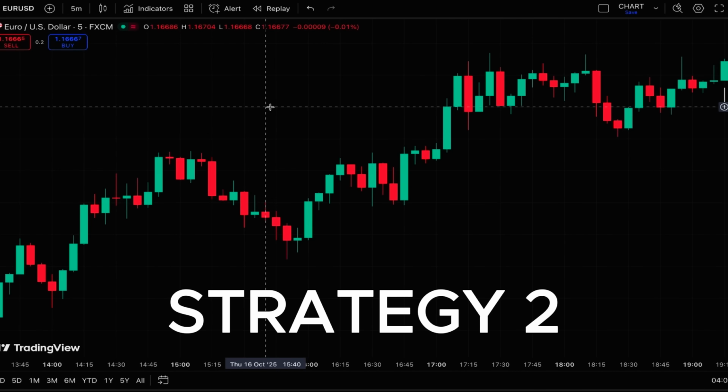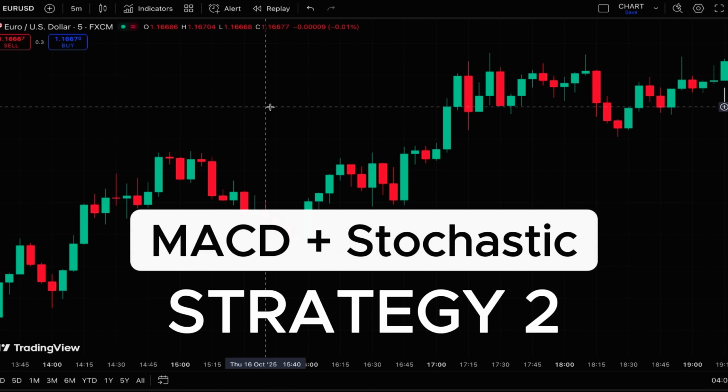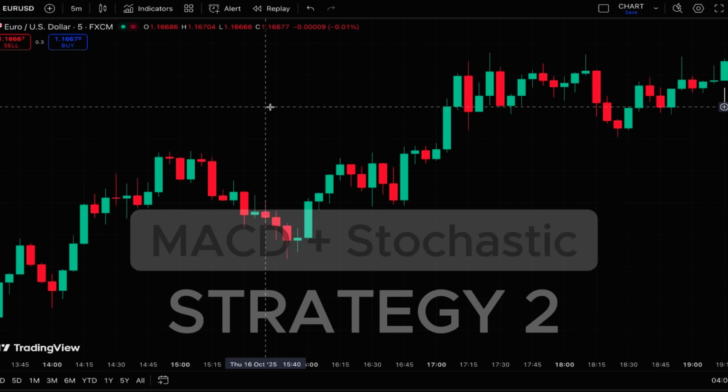Alright, now let me teach you the second trading strategy. In this trading strategy, we have MACD and Stochastic. So here we click on indicators and we search Stochastic. We add this one, which is a built-in indicator on the TradingView platform. And then we search MACD and we add this one, Moving Average Convergence Divergence.